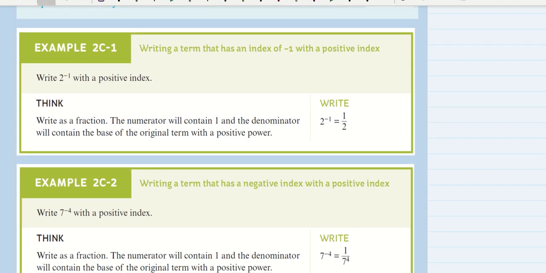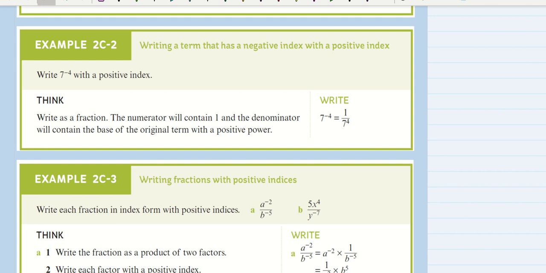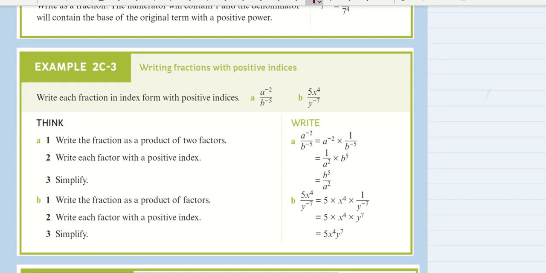So let's have a look at some worked examples. 2 to the power of negative 1 is the same as saying 1 over 2 to the power of 1, which is the same as saying 1 over 2. Now, if we want to look at 7 to the power of negative 4, we want to simplify it by turning it into a positive indice. 7 to the power of negative 4 equals 1 over 7 to the power of 4.